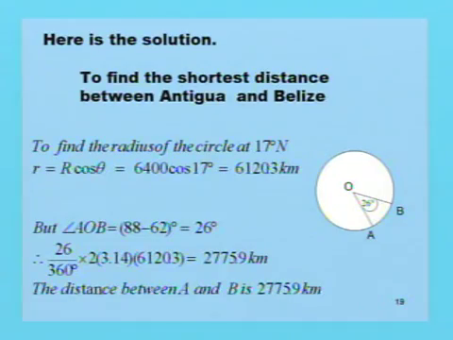Therefore, 26 over 360 times the radius, which is 2 times 3.14 times 6,120.3 is equal to 2,775.9 kilometers. The distance between Antigua and Belize is 2,775.9 kilometers.